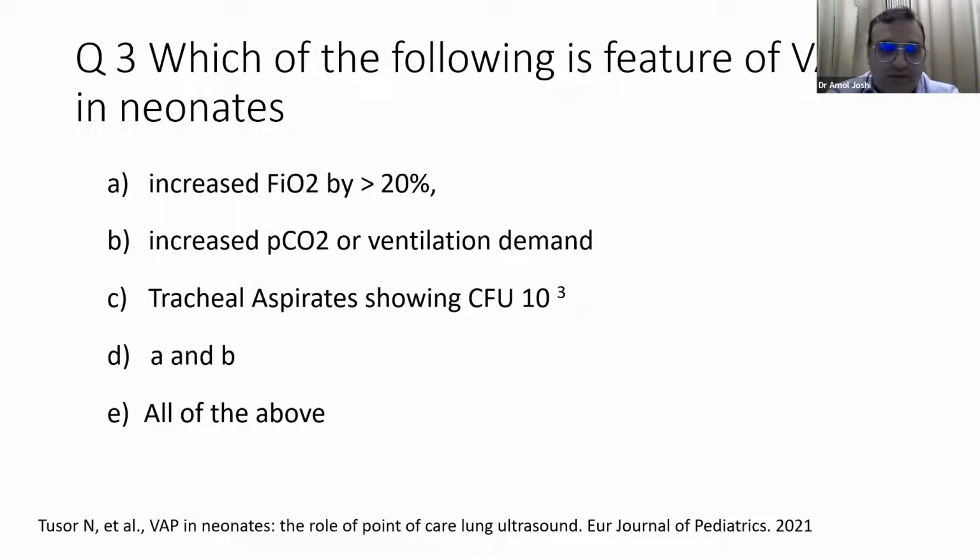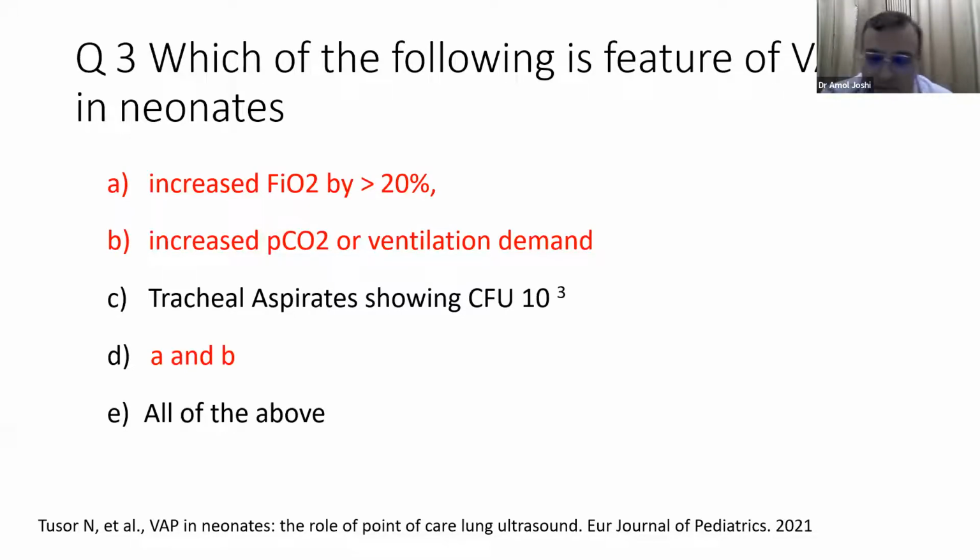Which of the following is feature of VAP in neonates? Increased FiO2 from baseline by 20%, increased PCO2 or ventilation demand, tracheal aspirates showing CFU 10^3 or more, A and B, and all of the above. Okay, this time people are thinking, it seems. Most have answered D. Someone has answered C, someone has answered E, but mostly D. Yes, it is actually D.